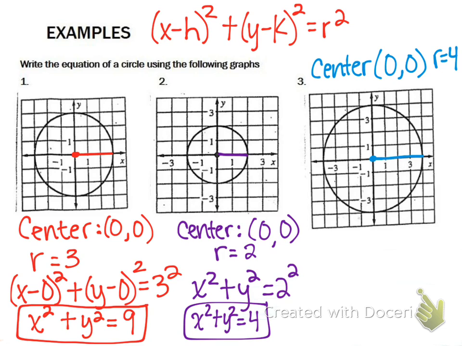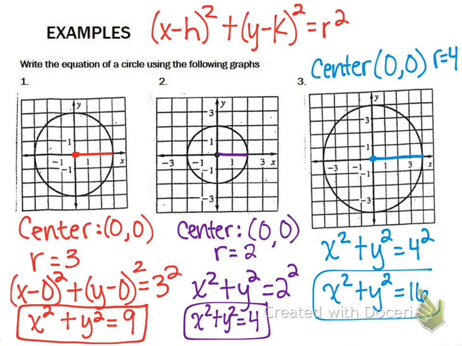So we go to write our equation. Because our center is at 0, 0, we know it'll be x squared plus y squared equals 4 squared. And 4 squared is 16. Questions about how we wrote that equation?